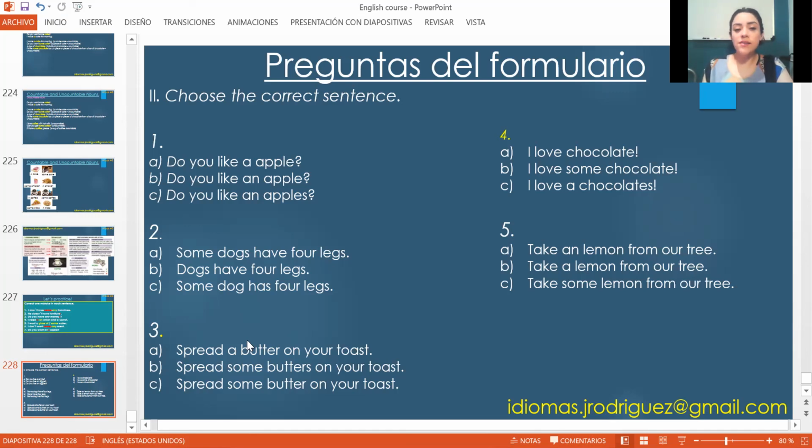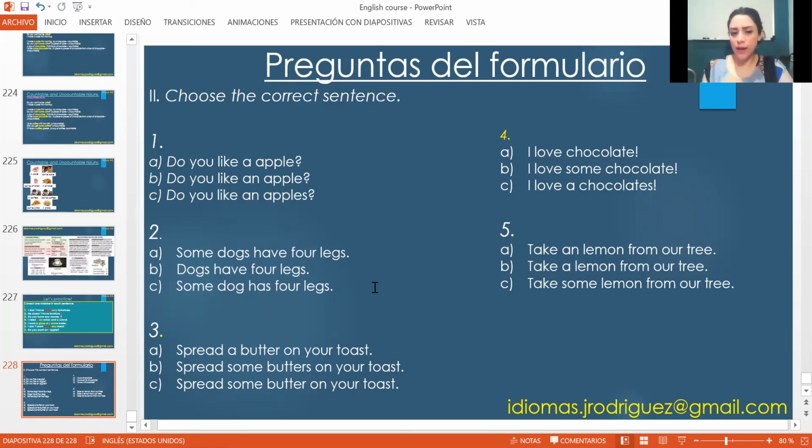Dogs have 4 legs. Or some dog has 4 legs. What is the correct? Para decir que los perros tienen 4 patas, ¿cuál sería la correcta? Okay. Number 3, spread a butter on your toast. The sentence is, unte mantequilla, algo de mantequilla en su pan tostado. Unte algo de mantequilla en su pan tostado.